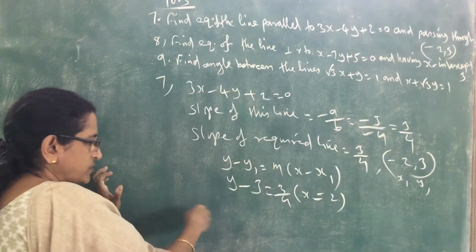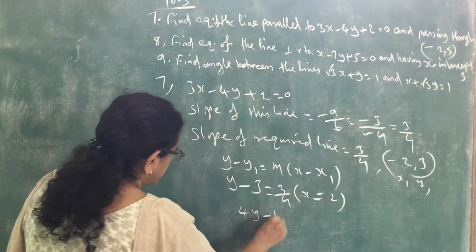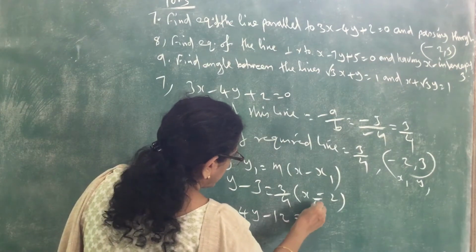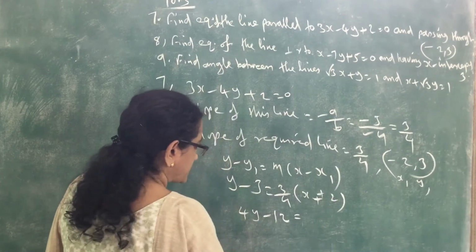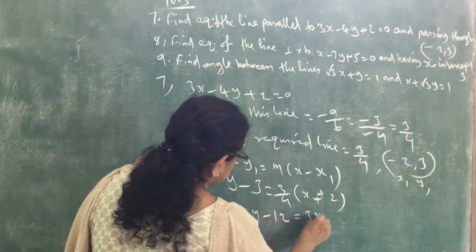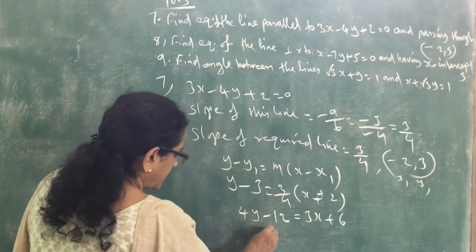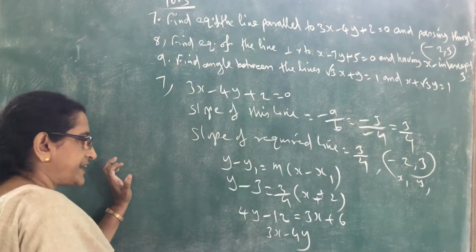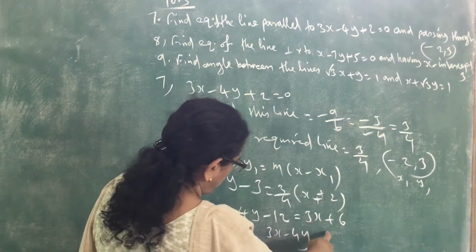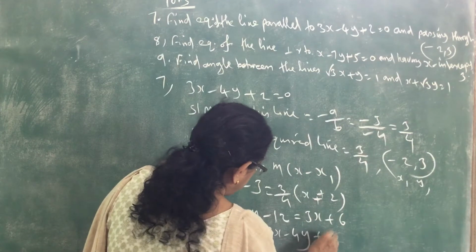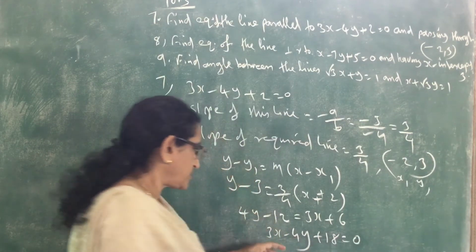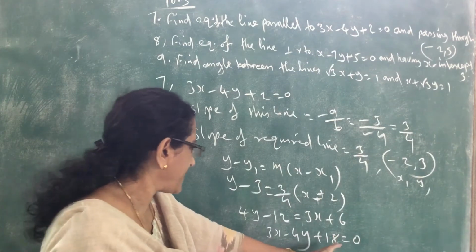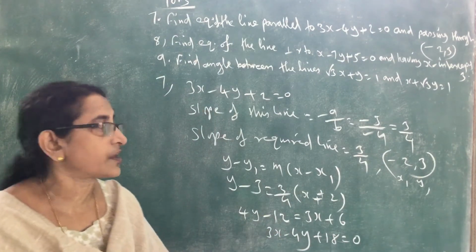So cross multiplying, 4y minus 12 equal to, here minus into minus plus, x plus 2, 3x plus 6. So we get 3x minus 4y. Take all the terms to the right side. So 3x minus 4y, minus 12 plus 6, plus 18 equal to 0. So this is the required equation of the line, 3x minus 4y plus 18 equal to 0. That is the required equation.